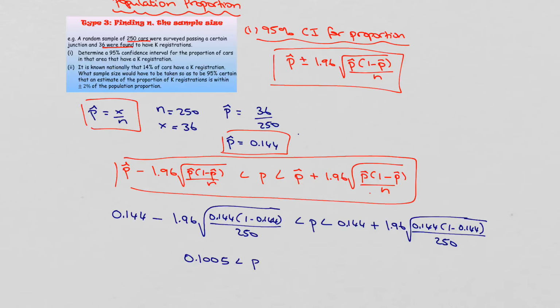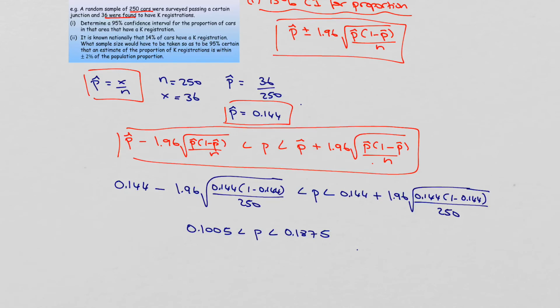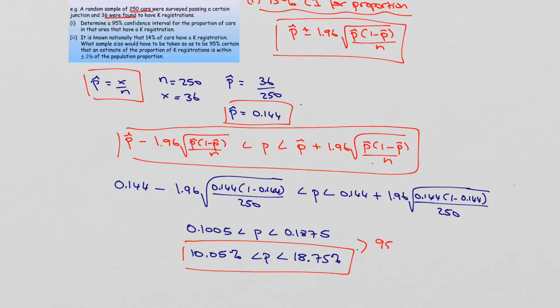Okay, so if we put all of that into our calculator, what we end up with is 0.1005 less than our true population proportion, which is less than 0.1875. You can write that as a percentage, or we can leave it as a decimal. Either is correct. Now, if we look at part 2, it's known nationally that 14% of the cars have a K registration. So they're referring to percentages in the second part of the question. You could change this to be more relatable to part 2, but either of these is your answer. Both represent the 95% confidence interval for your population proportion.